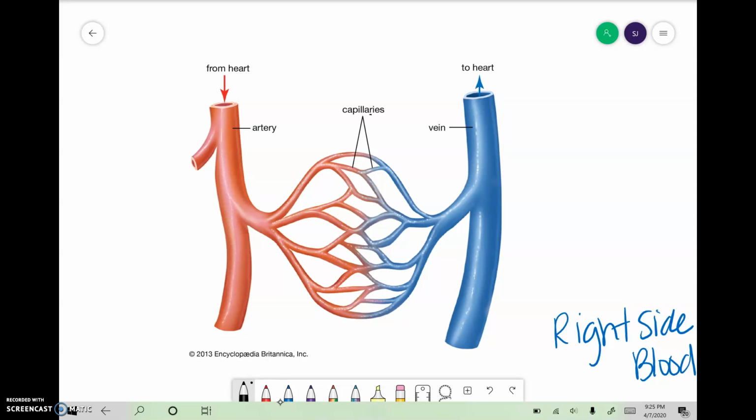Okay, so we have left the heart here, so we are starting on this side, so we can say that this is the aorta. Okay, and from here, blood leaves into arteries. Okay, so arteries are large blood vessels that carry blood away from the heart.